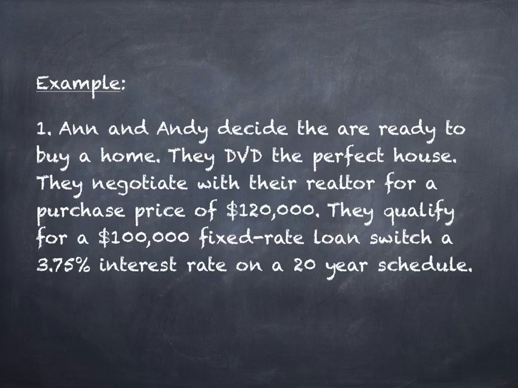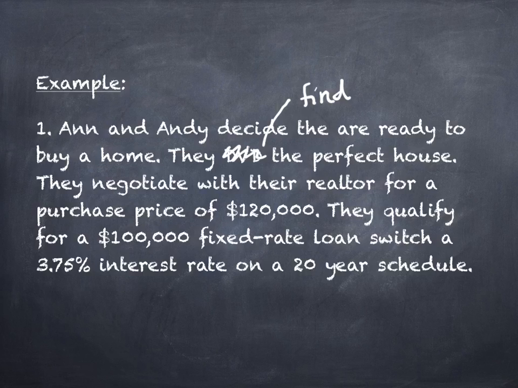We're going to take an example, and you will recognize the characters in our example. We've been working with them frequently in Chapter 13. We have Ann and Andy, and Ann and Andy decide that they are ready to buy a house. They find the perfect house. Got a typo here. I don't know why that says DVD.